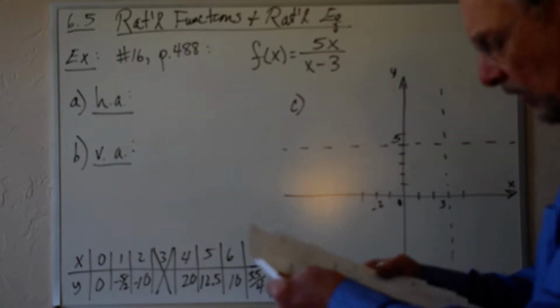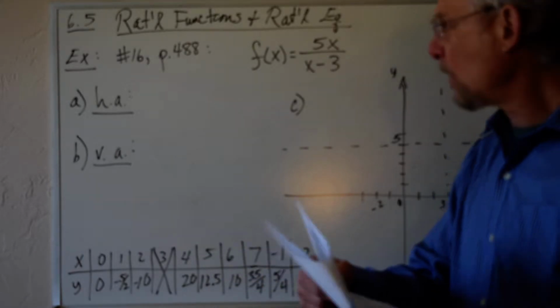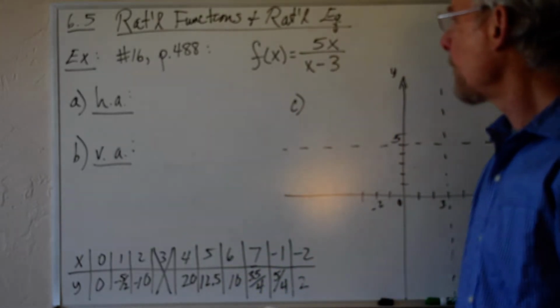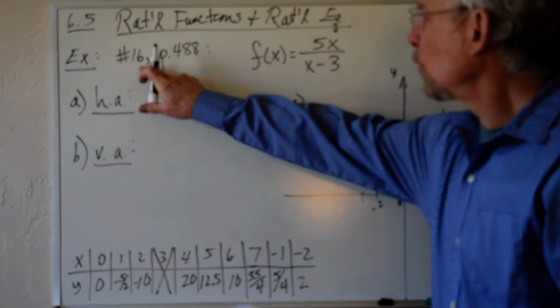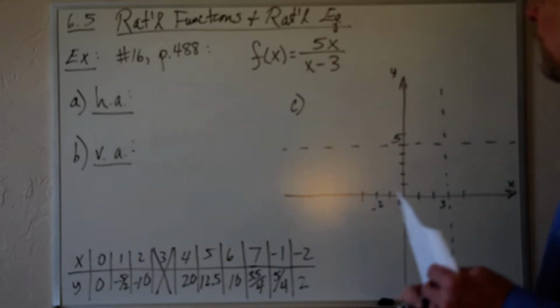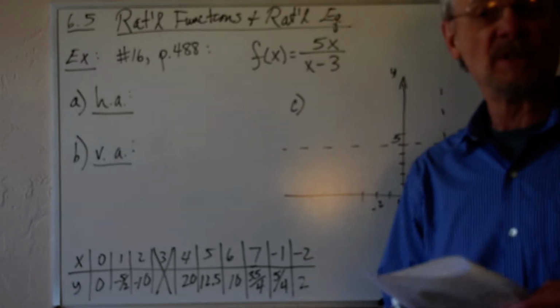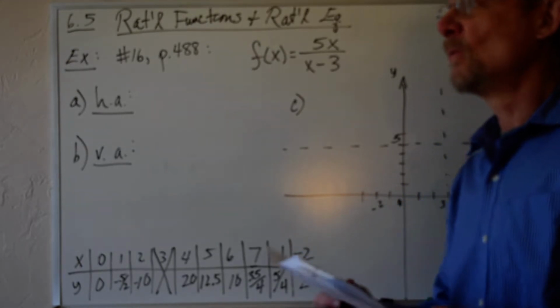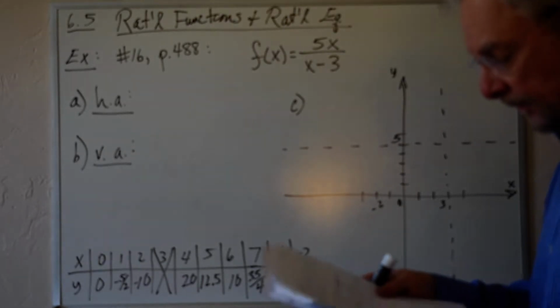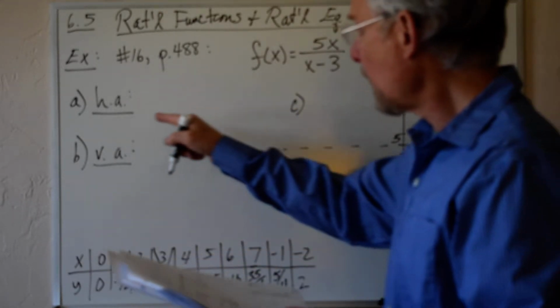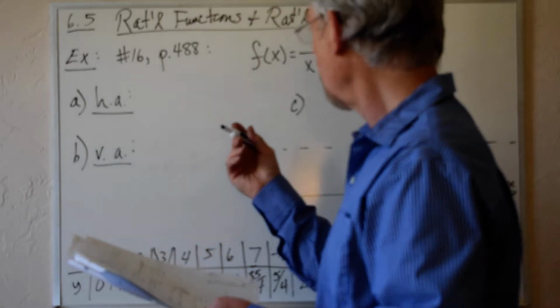So let's put all the pieces together and draw a pretty complicated looking rational function. For an example, I chose problem number 16 on page 488 because it's an even numbered problem and I wouldn't want you to have to try to do it at home alone without the answer in the book. For part A, figure out the horizontal asymptote.